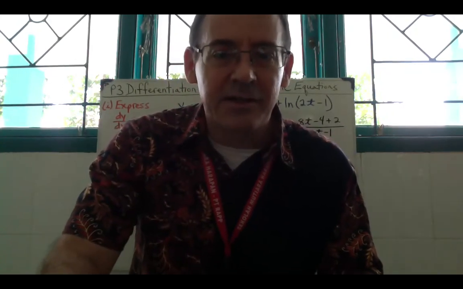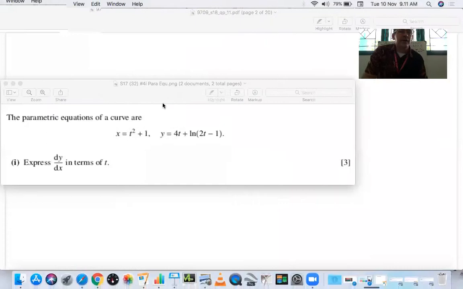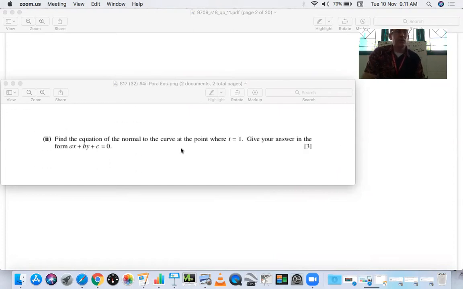Okay, let's look at our second question here. And here's the code up here. Parametric equations of a curve are x equals t squared plus 1, y equals 4t plus ln of 2t minus 1. Express dy dx in terms of t, so basically just find the derivative. Then there's a follow-up question. Again, remember I said that we're really applying derivatives to parametric equations instead of applying parametric equations to something else. Find the equation of the normal to the curve at the point where t equals 1.